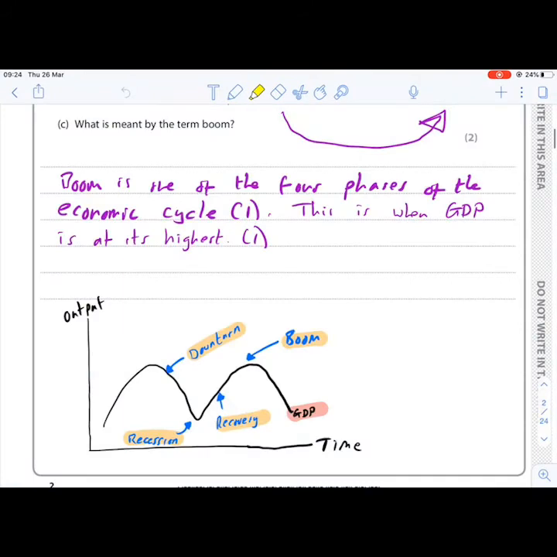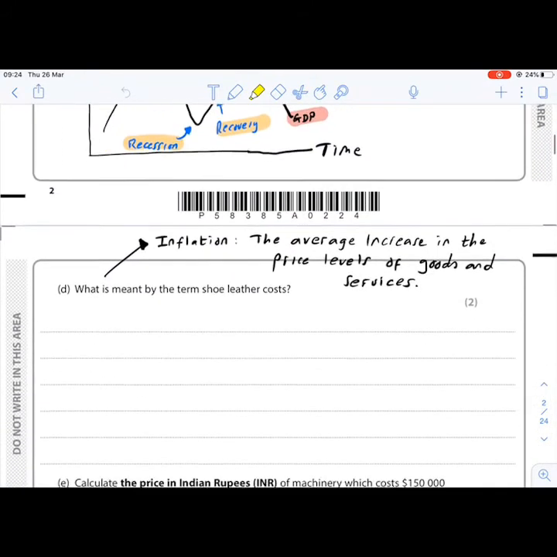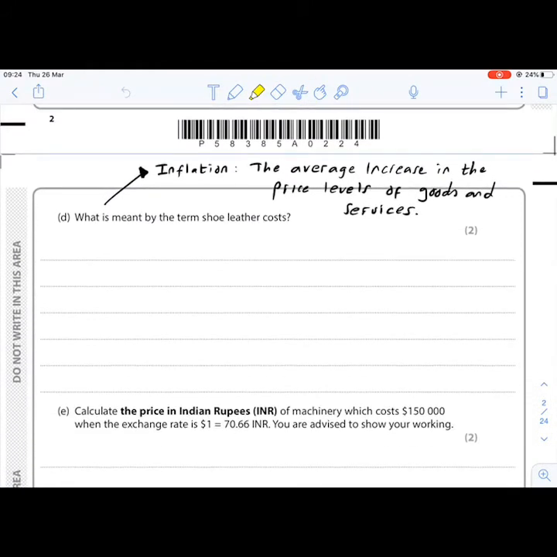Okay, so moving on to the next question. That's an interesting question. What is meant by the term shoe leather costs? Well, shoe leather costs is all about inflation, and it's a characteristic of an increase in inflation. So let's just remind ourselves what inflation is. Inflation is the average increase in the price levels of goods and services.